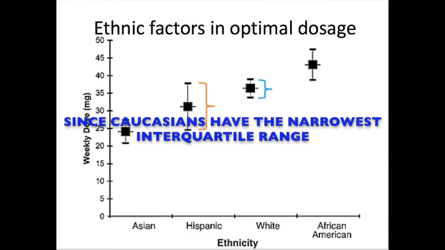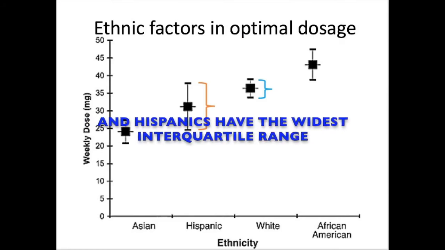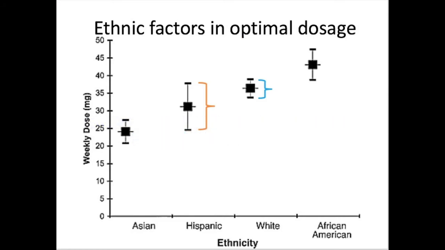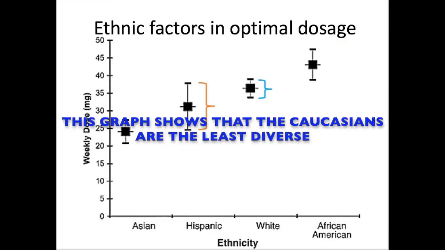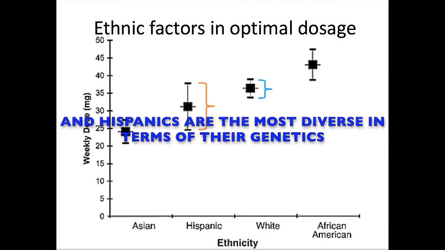Caucasians have the narrowest interquartile range, shown in the blue bracket, and Hispanics have the widest interquartile range, shown in the orange bracket. This graph shows that Caucasians are the least diverse and Hispanics are the most diverse in terms of their genetics.